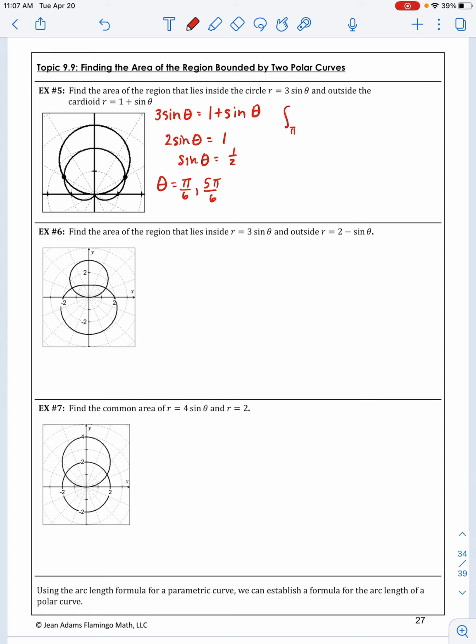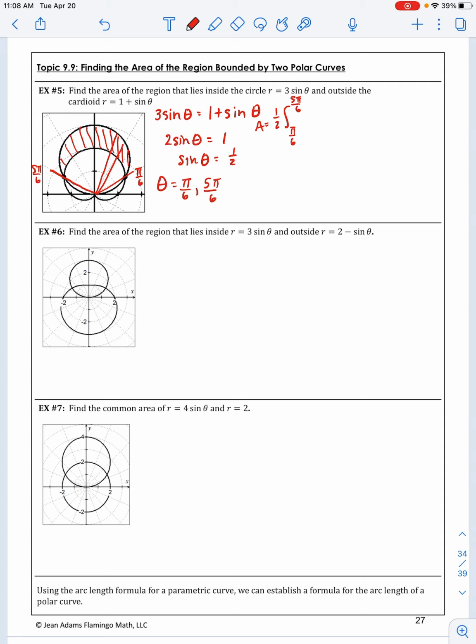And so we know then that if we integrate from pi over 6 to 5 pi over 6, that's going to include my area. So my area is going to be, I'm going to pull my 1/2 out in front. And now for this one, since we are talking about inside, because we're talking about this area right here, inside the circle but outside the cardioid, you can kind of see that this is at pi over 6. This one is at 5 pi over 6.